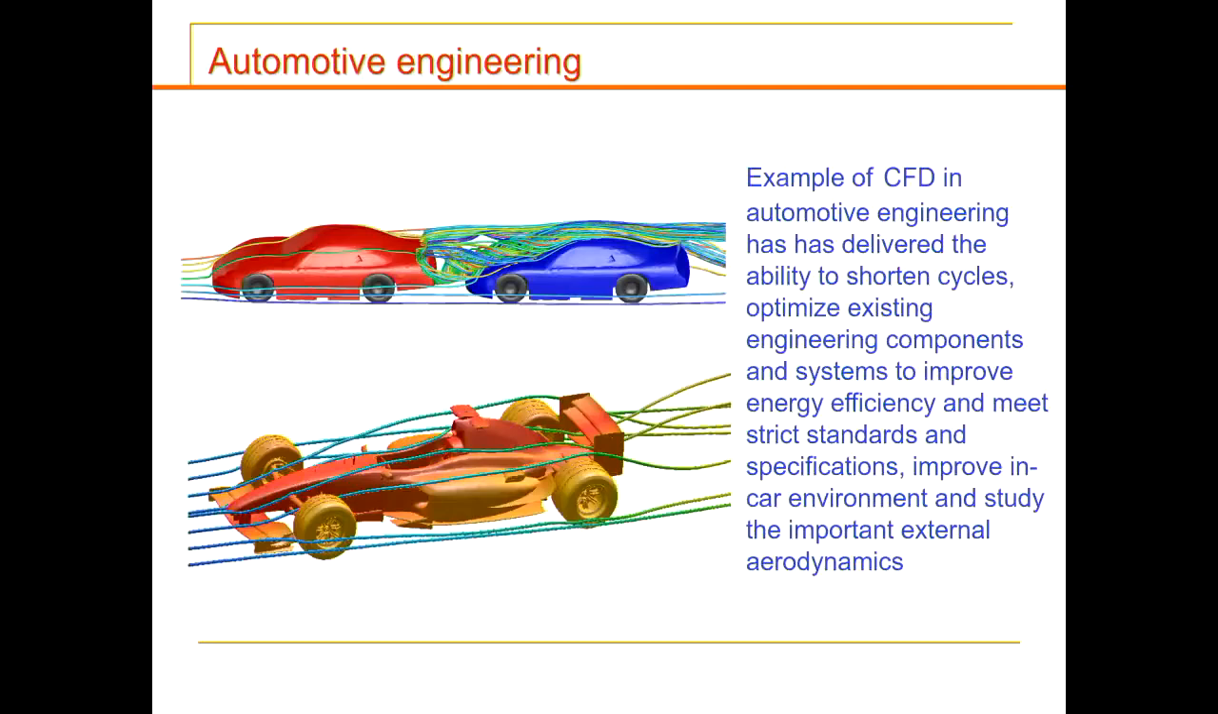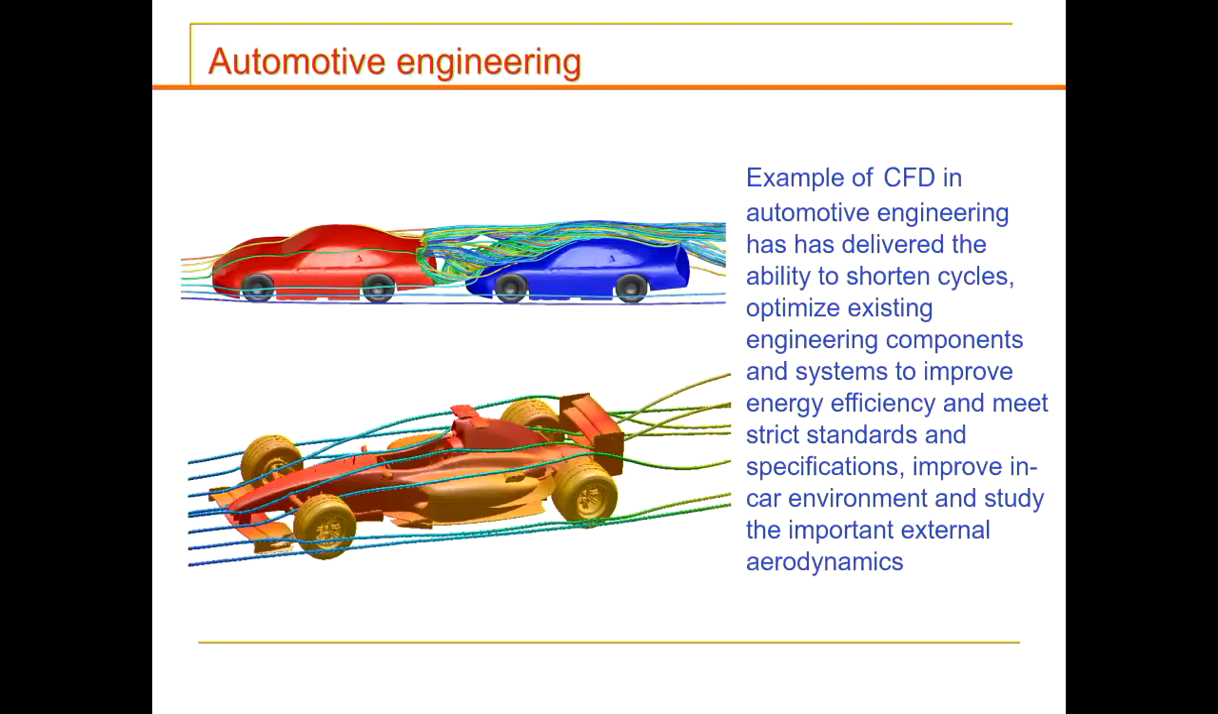Everybody knows that CFD has been used a lot in automotive engineering. This is one example, a NASCAR example. Two NASCARs are following each other, and they want to see what the flow separation behind the red car does to the blue car itself, because it will be involved in the design of their wing behind the cars and so forth. So this is one classic example.